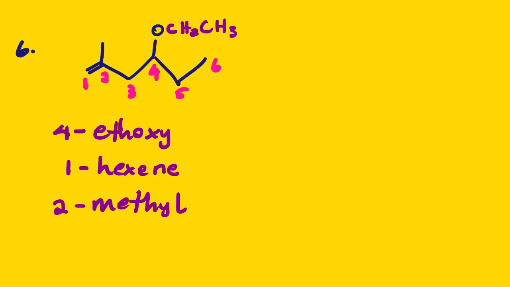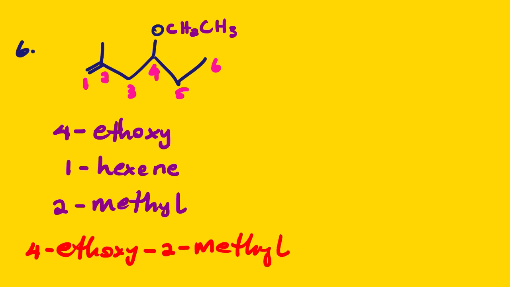Then we have to rearrange this and put it in alphabetical order. So the first part, E, comes first. So we have 4-ethoxy-2-methyl-1-hexene.